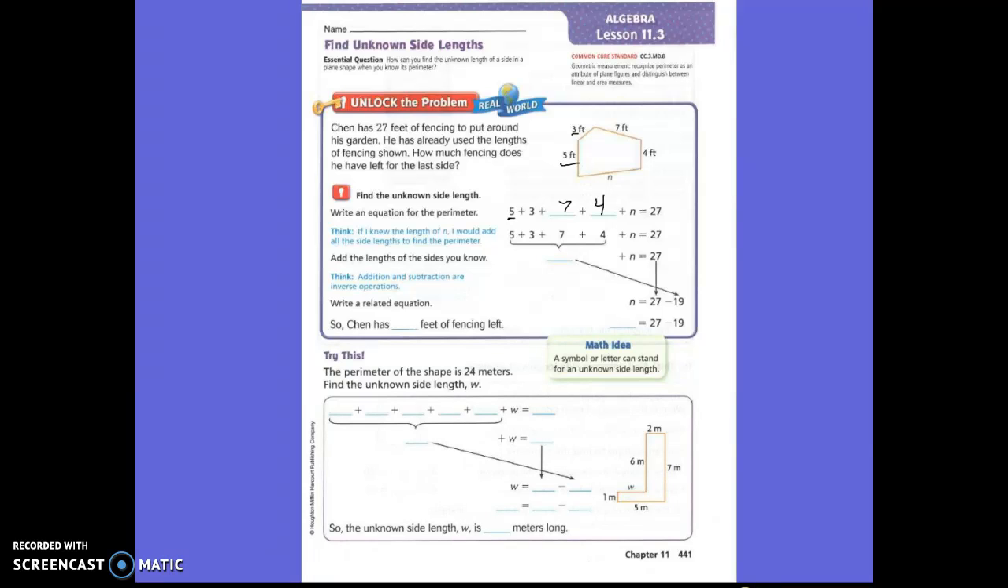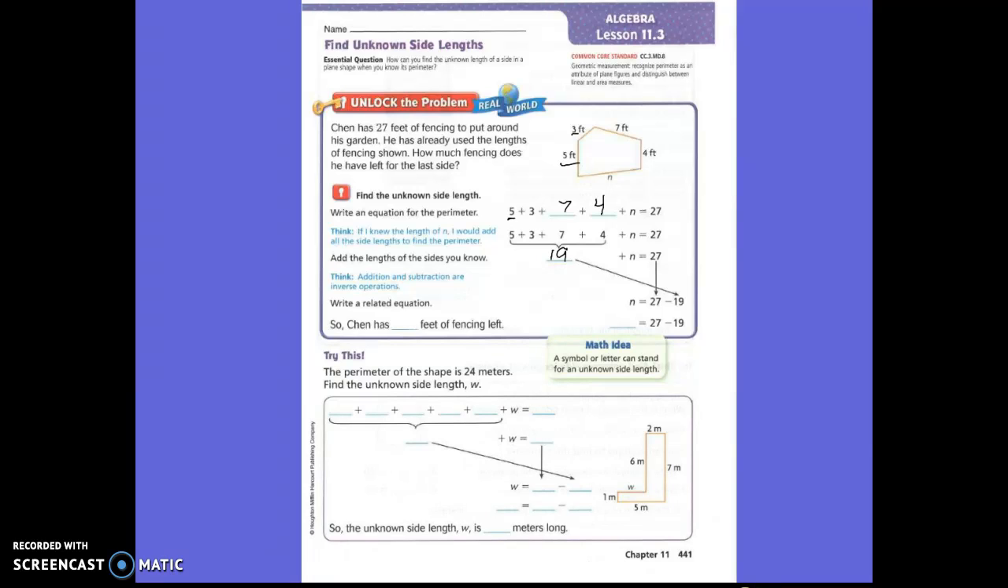Add up all the sides you do know. Okay, so we have 5 plus 3, which is what? 8. And 7 plus 4, which is what? 11. What's 11 plus 8? 19. Okay, this is 19. All right. 11 plus 8 is 19.